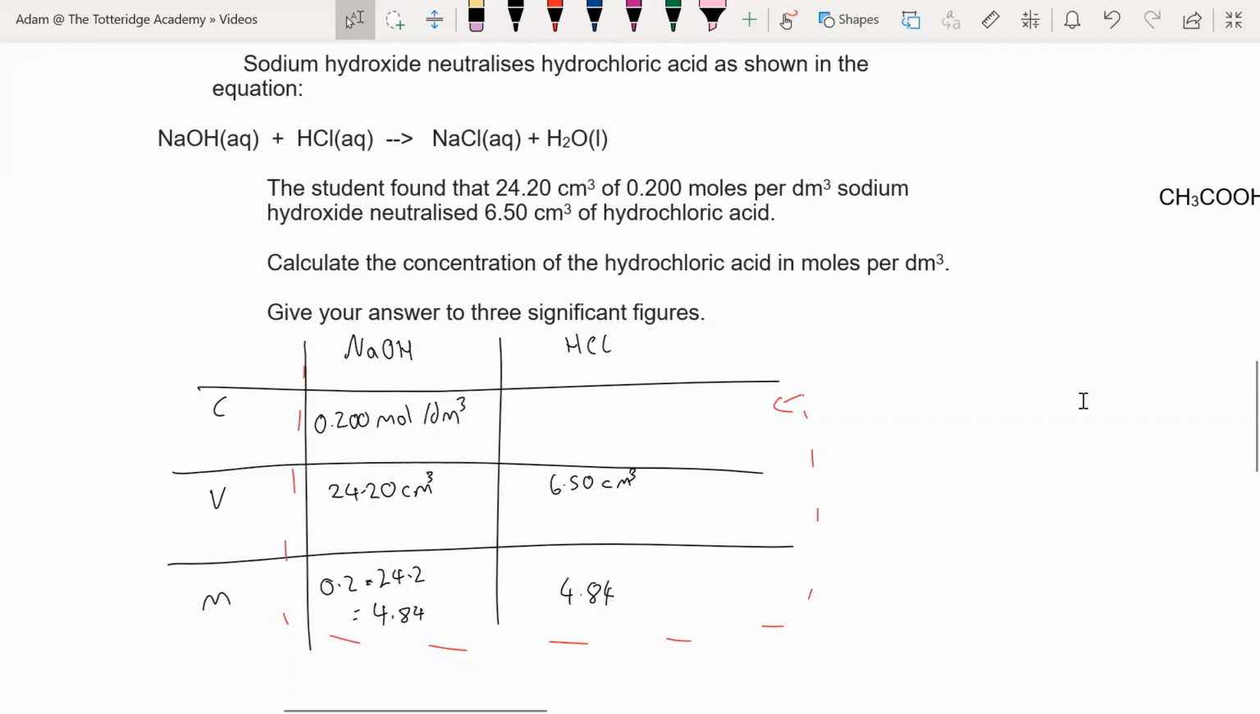Oh, God, I made a mistake. I hope you're yelling at the screen and saying, sir, you screwed it up. This is not 24.20. This should be 0.0242 dm cubed. You have my sincerest apologies. And therefore, it was 0.200 divided by 0.0242. Let's try that again. So embarrassing. 8.264. So I'll put that here as well.